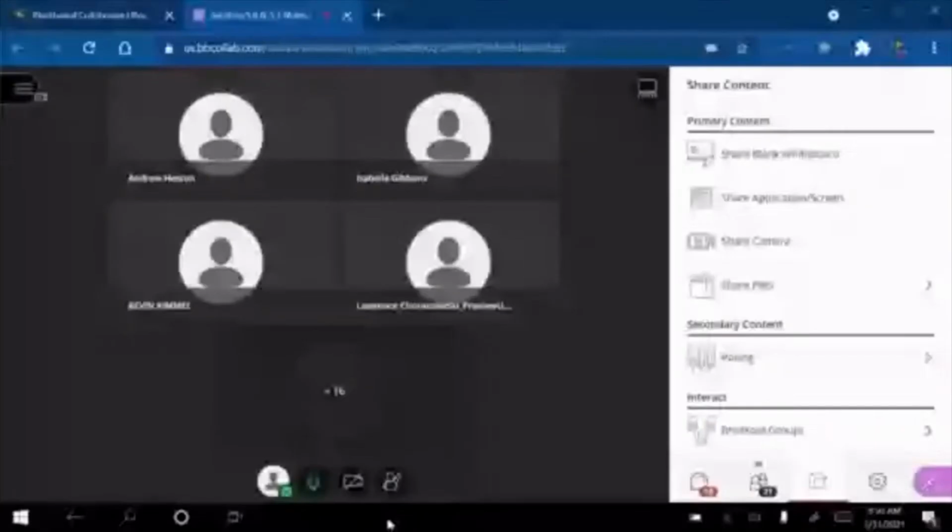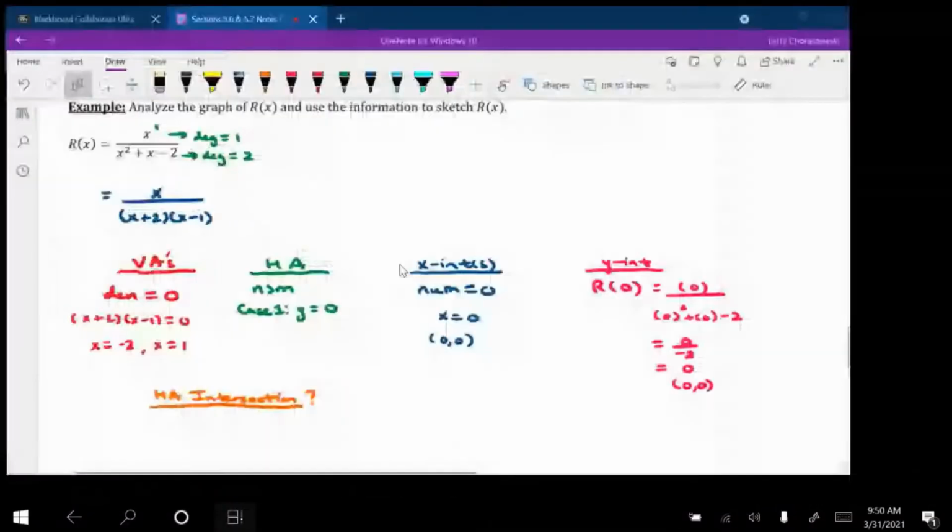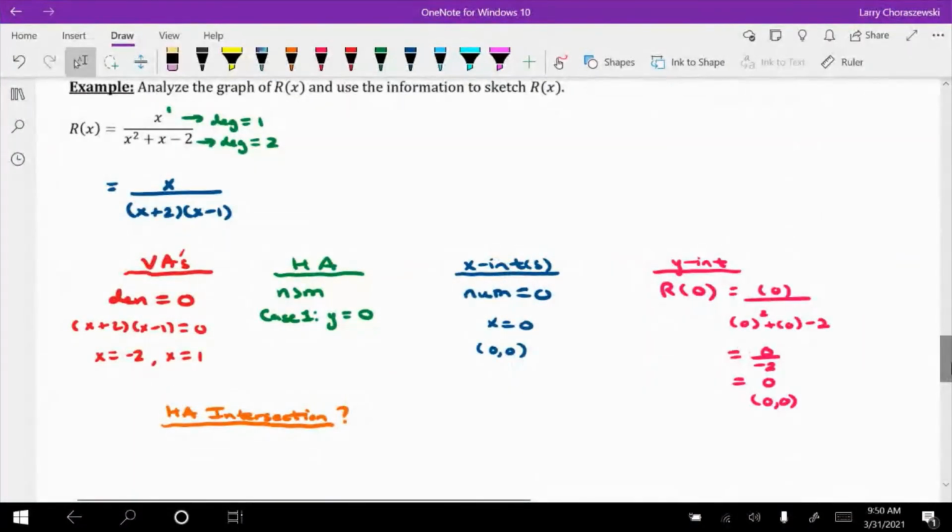All right, gang, let's go over that solution. All right, so the vertical asymptotes, I set the factored form version of the denominator equal to 0. We'll see that there are two VAs, -2 and +1.